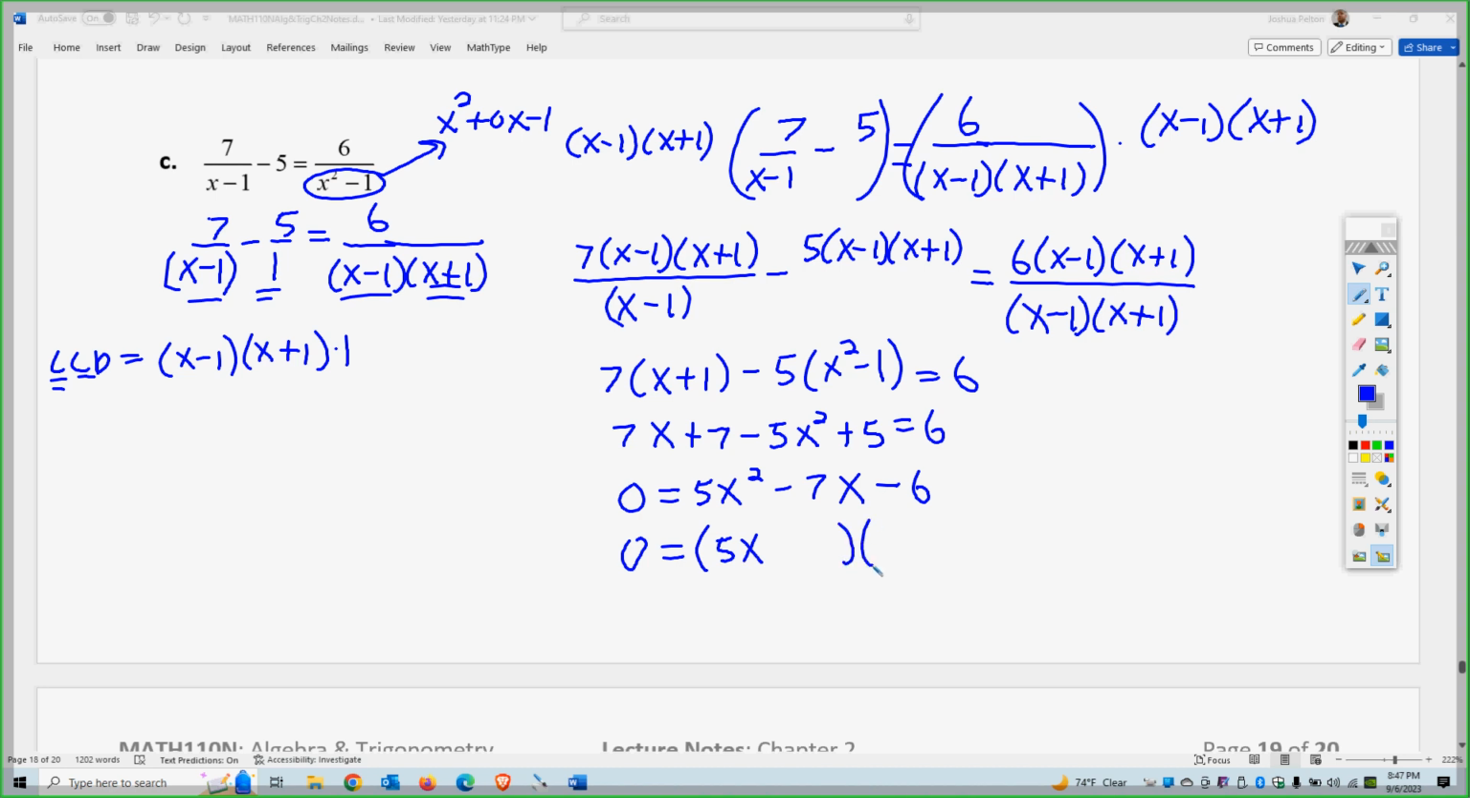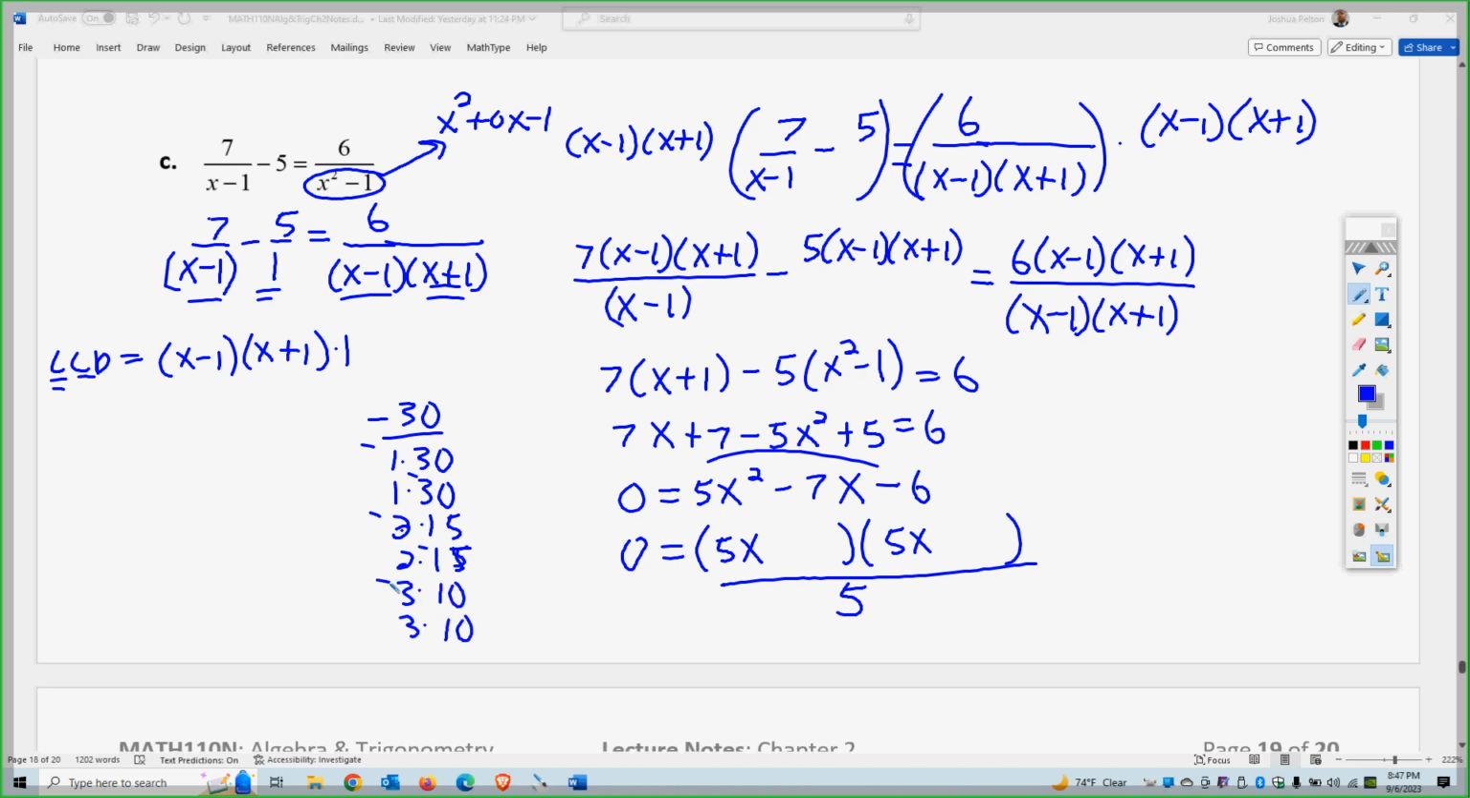So 0 equals 5x, 5x, all over 5, okay? And 5 times negative 6 is negative 30, right, which is 1 times 30, 2 times 15, 3 times 10, 4 doesn't go in, 5 goes in, right? 5 times 6. So one of these has to be the right one. So we're trying to get negative 7. So that's going to be the right one there. Positive 3 minus 10. That'll give us negative 7.